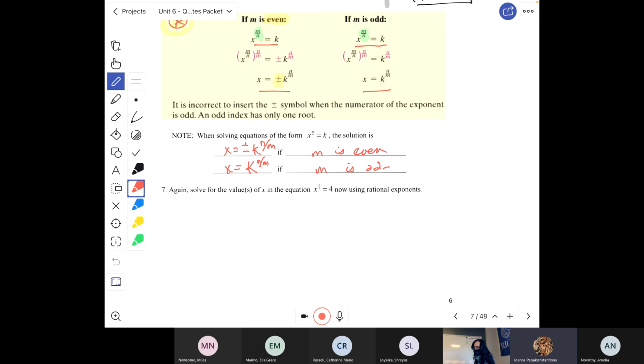So as we did up above, we did it using radical form, but we also did it using rational exponents. As Josh said, we just raise it to the reciprocal power. Okay? And we got x equal to plus or minus 8. Let's try another example.